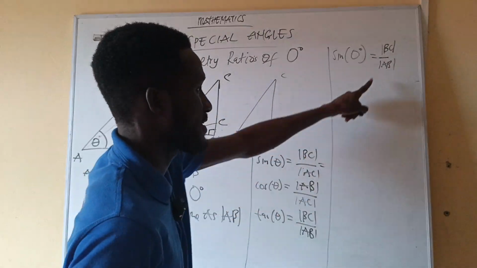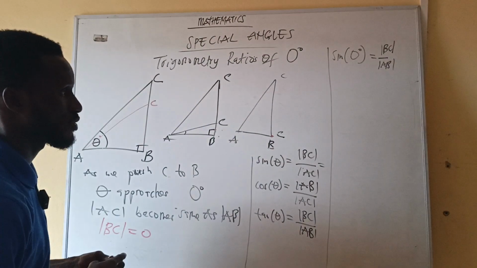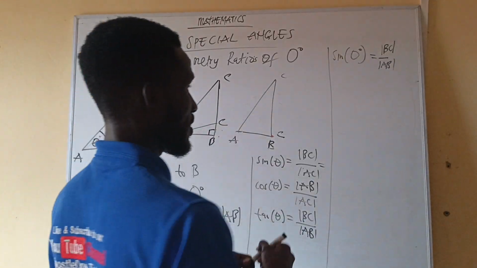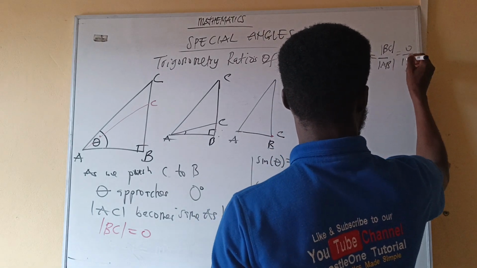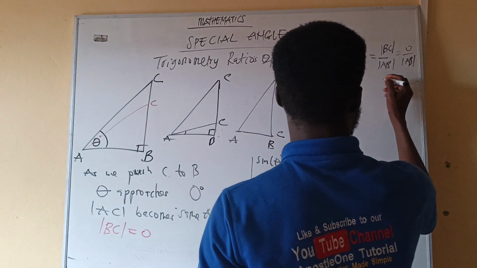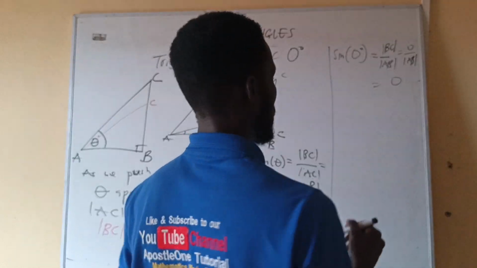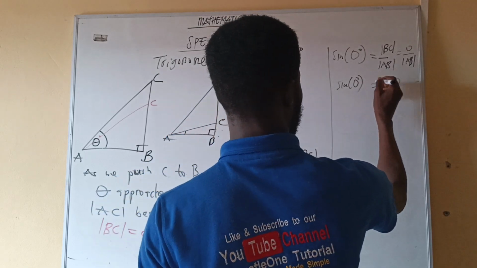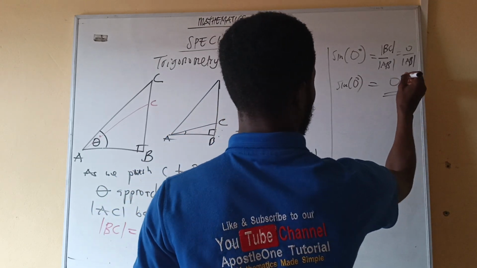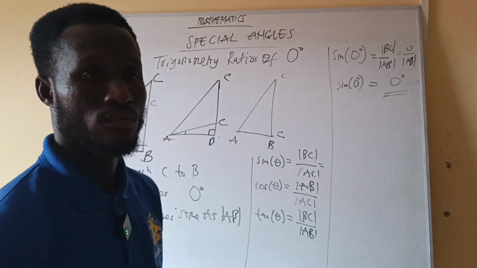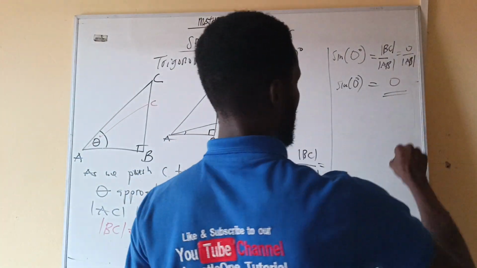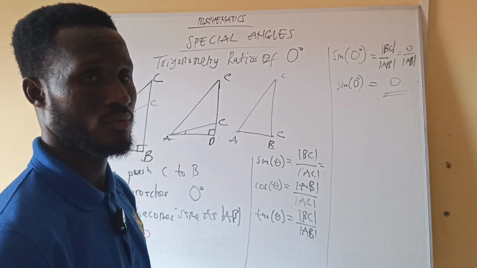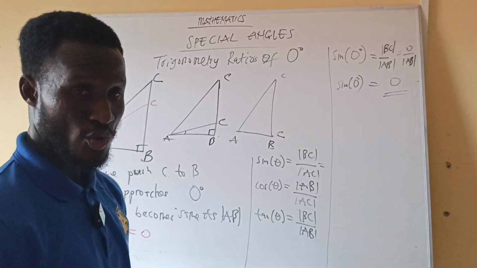So meaning our AC is the same as AB. Now, at this particular point, what is our BC? The BC will be becoming 0. So we're going to have 0 over AB, which is equal to what? 0. So at any moment we have sine 0, it is equal to 0. Anytime you have sine 0 is equal to what? Is equal to 0. Because 0 divided by any number is 0. I hope you are following very well.